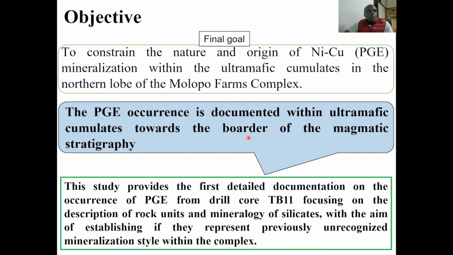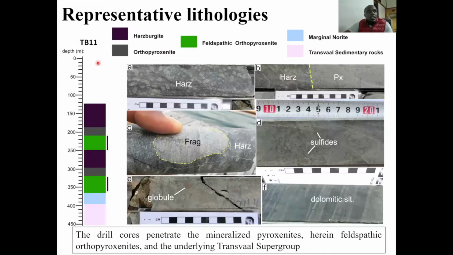This is one of the boreholes that we have studied. It's drill core number TB11, and it contains interlayered harzburgites and feldspathic orthopyroxenites, which are demarcated by orthopyroxenites. The black bars here represent portions where we can see the disseminated sulfides in the drilled cores. They are confined to the feldspathic pyroxenites. And this is the Transvaal Supergroup units on which these magmatic rocks are sitting.